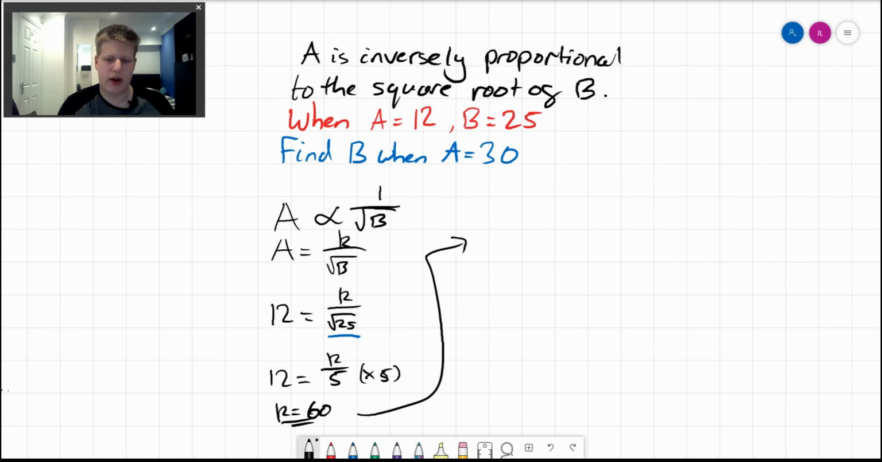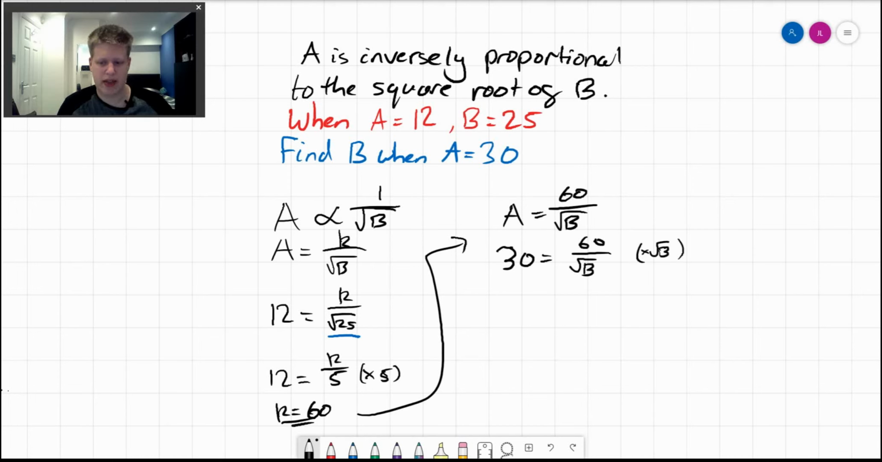So let's rewrite out our equation. We know that a will be equal to 60 divided by the square root of b. Now what's the question asking us to do? We need to find b when a is 30. So let's sub in a for 30. We are going to know that 30 is equal to 60 divided by the square root of b. So let's solve this. We need to multiply both sides by the square root of b so we can get this over to that side of the equation. So we're going to have 30 multiplied by the square root of b is equal to 60.